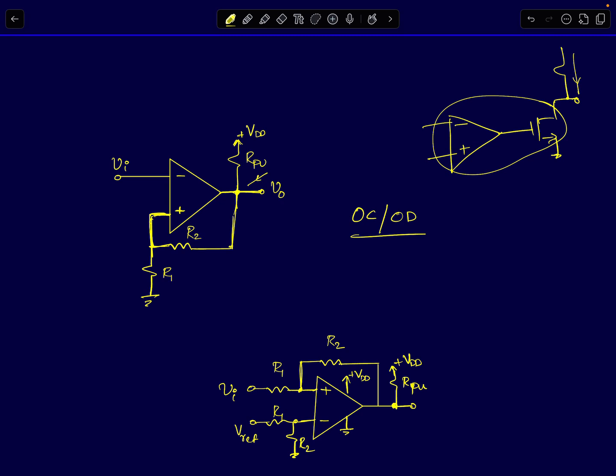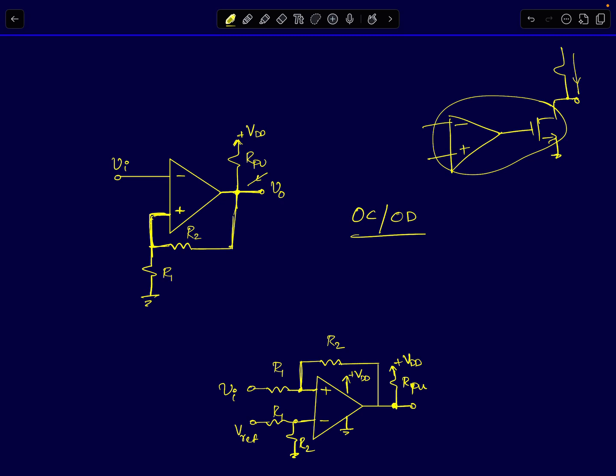Now, the problem with open collector and open drain circuits is that, if you recall, I thought I'll spend just very briefly, maybe a few minutes, talking about what the problem is with open collector and open drain outputs. And if you are using comparators with open collector and open drain outputs to build Schmidt triggers, then what care should you take? What point should you keep in mind when you are building such Schmidt trigger circuits?